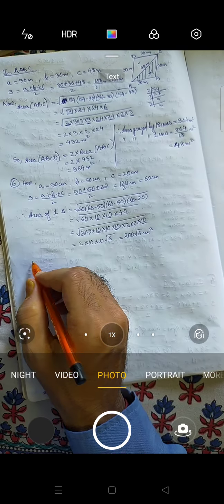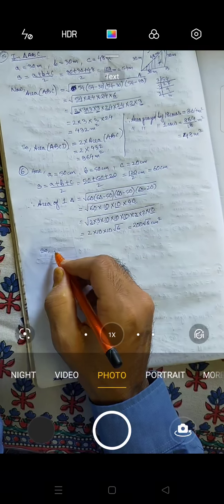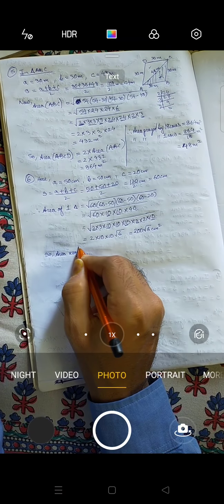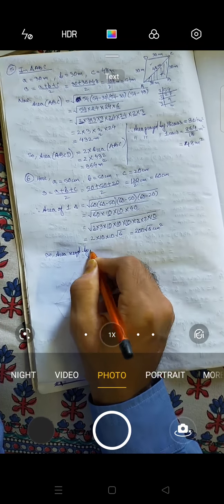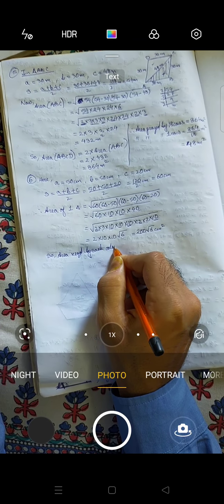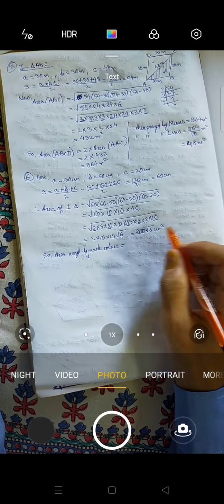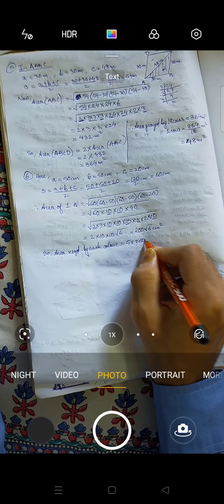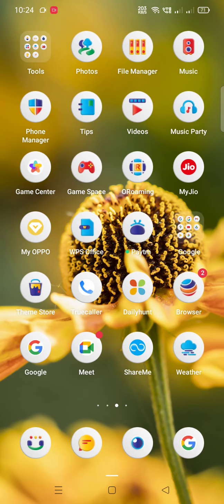So we will say that area required by each color equals to, there will be 5 part, so 5 into 200 root 6. So you will write in the next line, I am writing it over here. It will become 1000 root 6 centimeter square. Any doubt?